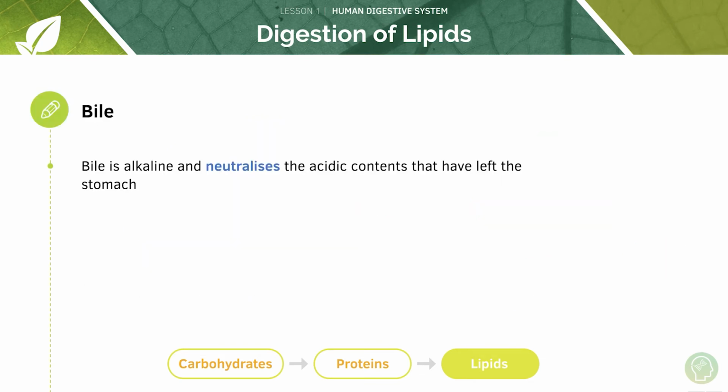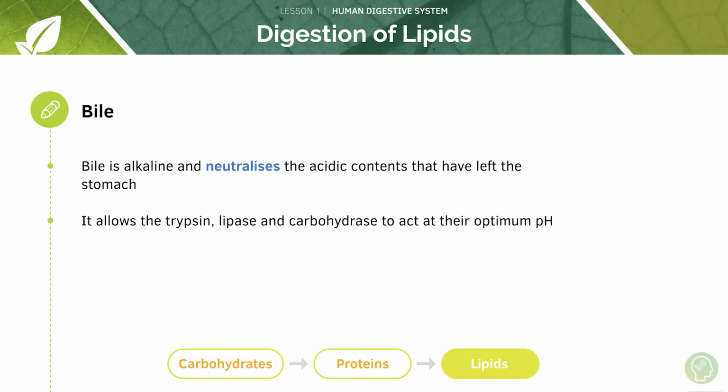So this is actually really, really handy because I said that proteases work well in the acidic environment of the stomach, but trypsin, lipase and carbohydrates have to act at their optimum pH, which is at a more neutral pH. So yes, pepsin works well in the pH 2 of the stomach, but we also need to allow the other digestive enzymes to work well. And in order for that to occur, when the food moves out of the stomach into the small intestine, it is neutralised by the bile so that then trypsin, lipase and carbohydrates can act at their optimum pH.